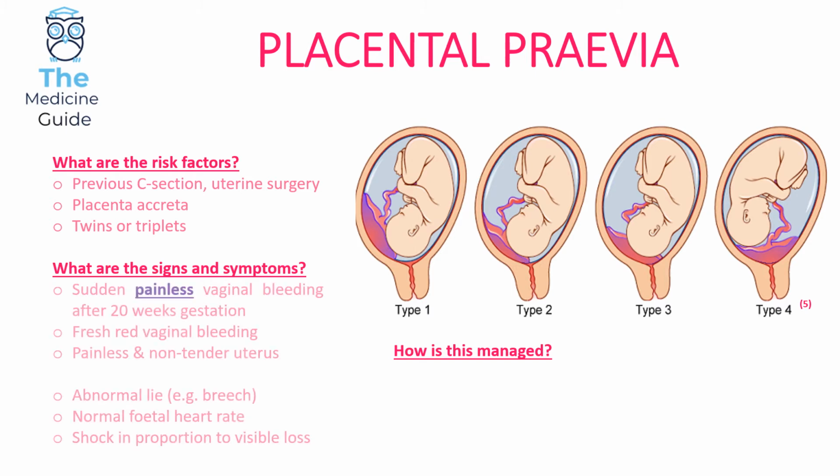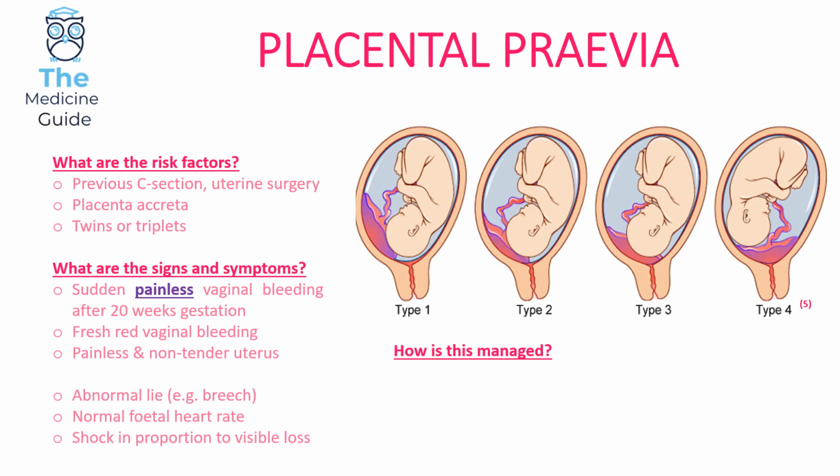Okay, so in terms of the signs and symptoms, placenta previa presents with sudden painless vaginal bleeding after 20 weeks gestation. So a woman will be presenting after 20 weeks gestation with sudden painless vaginal bleeding. Now this bleeding will be a fresh red vaginal bleeding. The uterus will be painless and non-tender, and usually there'll be an abnormal lie, so the baby may be in a breech presentation. That's when the baby is presenting feet first.